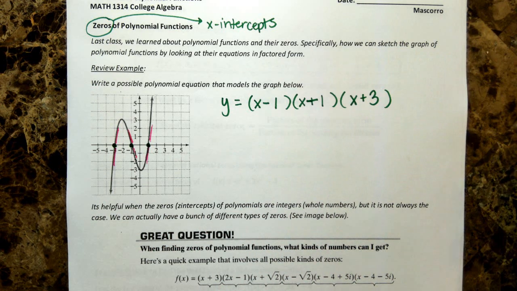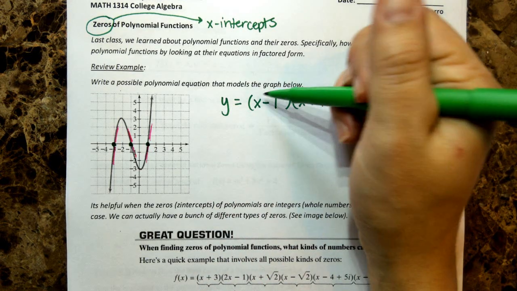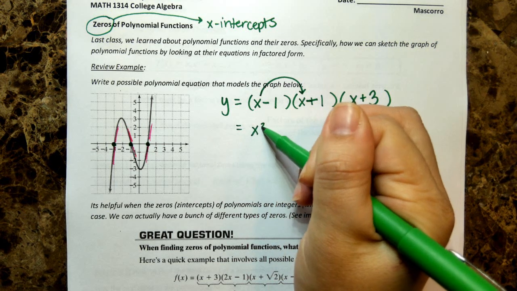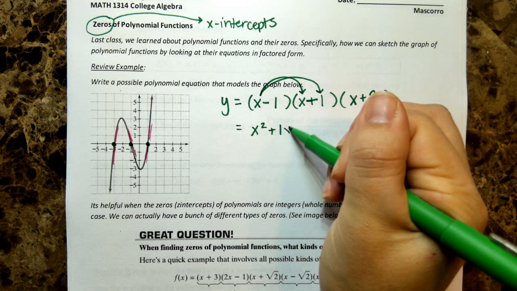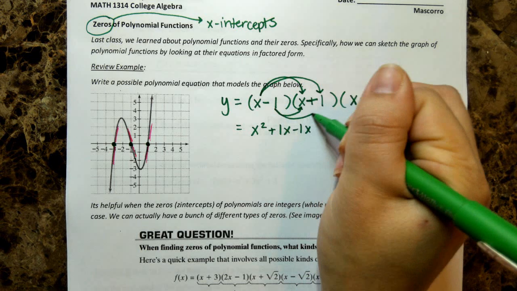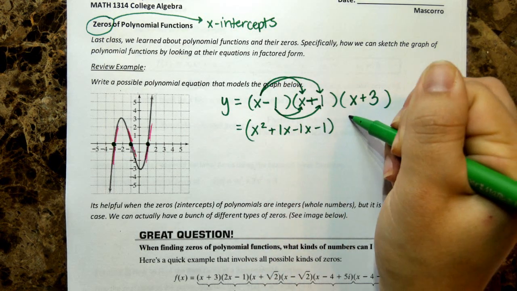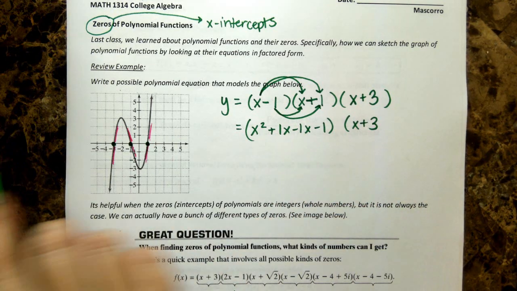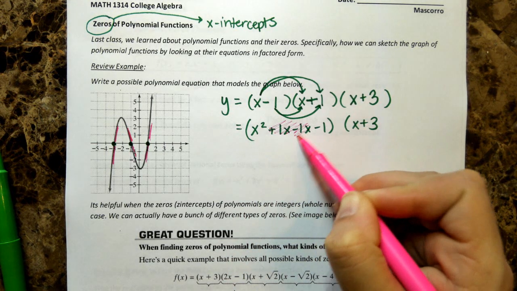You could multiply this out. You could FOIL all of this out. This isn't wrong. If you wanted to, you could FOIL x times x, which gives us x squared. X times 1 is positive 1x. -1 times x is -1x. -1 times 1 is -1. And we still have this x plus 3 I haven't worked with. And you could combine like terms. If you notice, we have a plus 1x and a minus 1x. That'll cancel out. It's just 0x.